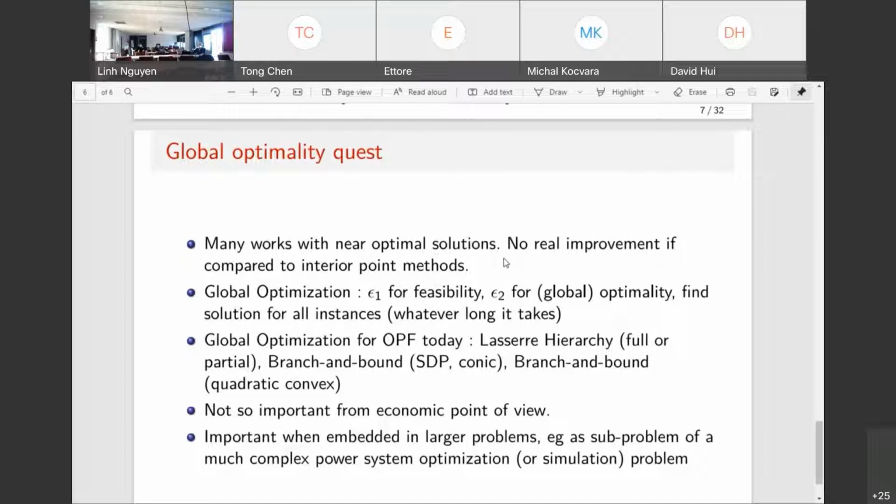As the conic and SDP approaches are new, people compute an SDP relaxation or conic relaxation, and from this they compute a feasible point. But you could get the feasible point with interior point methods. So the feasible points are not better, there is no improvement compared to what we have been able to do for 20 years already with interior point solvers.